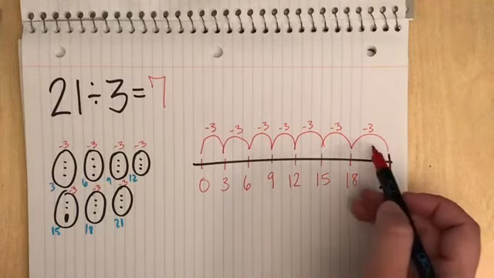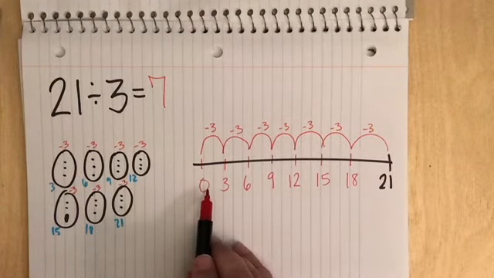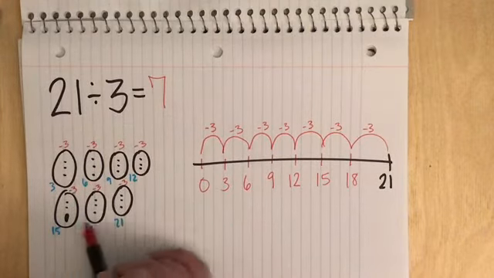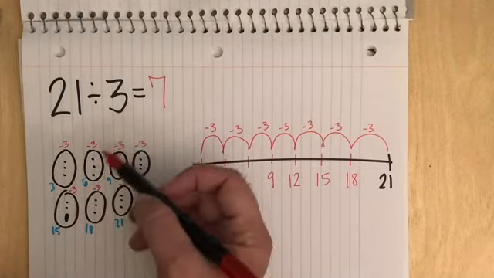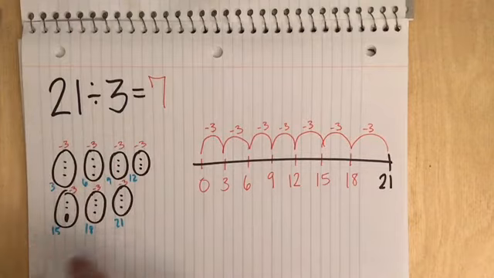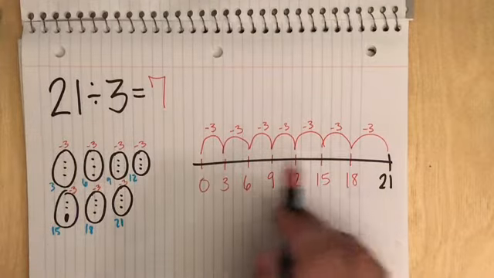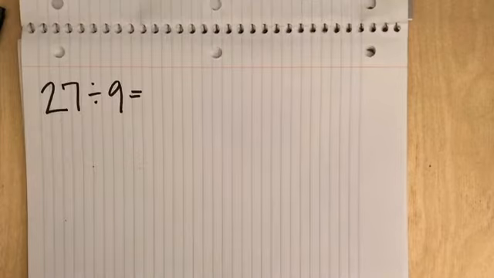You would have jumped backwards or subtracted 3 7 times until you got to 0. You could have made groups of 3 until you got to 21, and you should have made 7 groups of 3. You could have also been doing your 21 and crossing out your dots 3 at a time. Although I don't find that strategy to be as efficient with the dots. So that's usually better done on the number line. Let's try another. All right, 27 divided by 9, go.